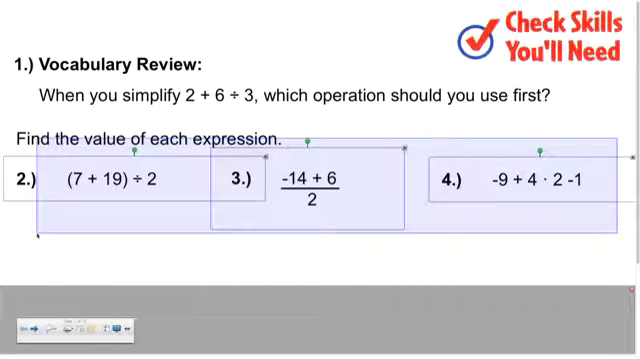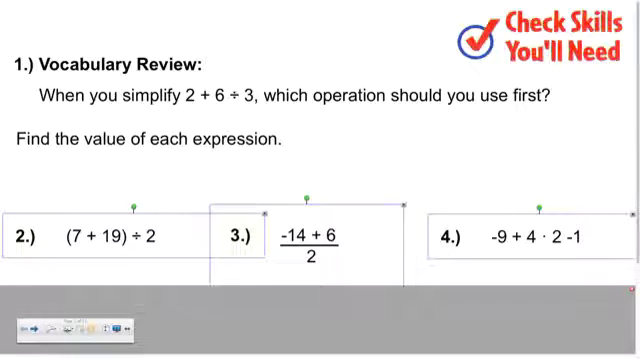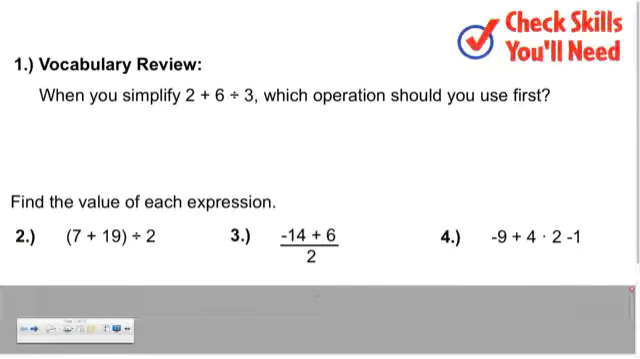Okay, can I get somebody to volunteer to answer question number 1? Go ahead. You divide first? Yes. So when you simplify 2 plus 6 divided by 3, the operation you should do first is division.